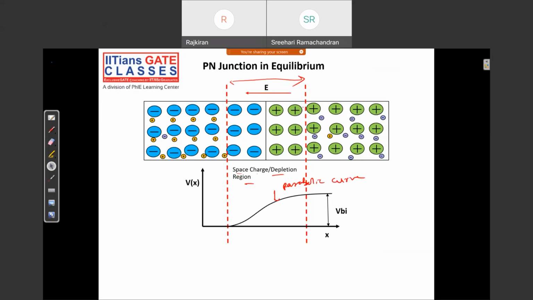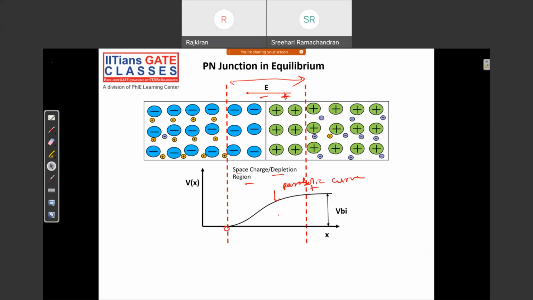Here the electric field is maximum. If you go on further, the electric field is minimum. Here it is positive, here it is negative, so this is the potential. After that it is zero. Because here it will create a potential where it is positive, so it is positive here.